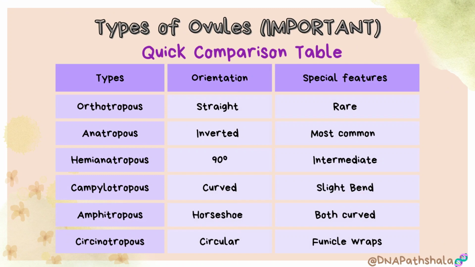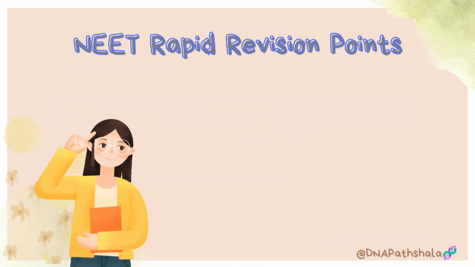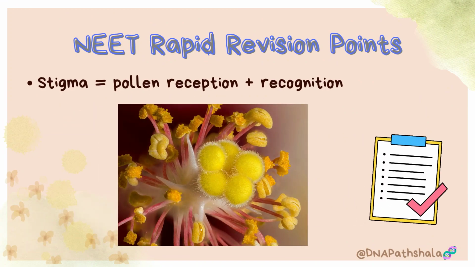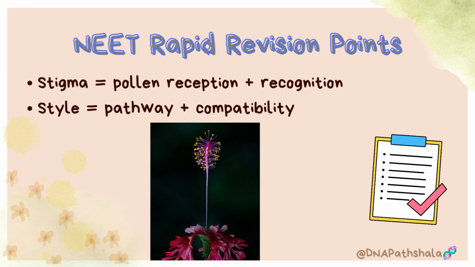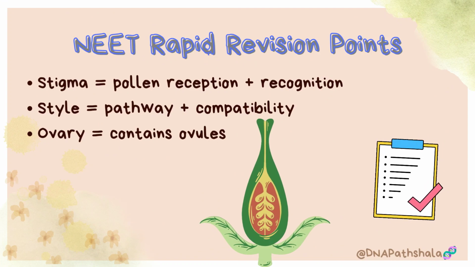बस इतना क्लियर हो गया तो क्वेश्चन सॉल्व हो जाएंगे. बिफोर वी एंड, लेट्स लॉक द मोस्ट इम्पॉर्टेंट पॉइंट्स फॉर योर NEET exam. First is stigma. It is a pollen reception plus recognition. Next is style. It is a pathway and also looks for the compatibility of the pollen. Next is ovary. It contains ovules which are present in the locules, that is chambers.